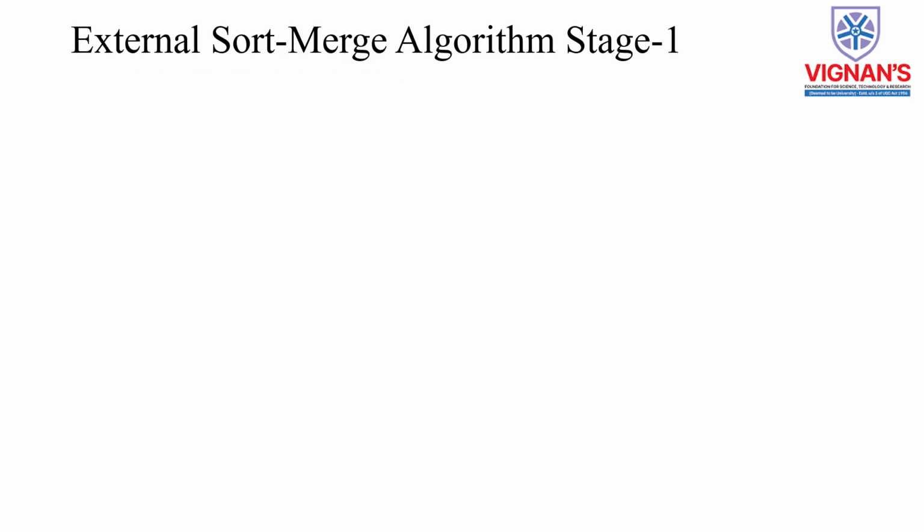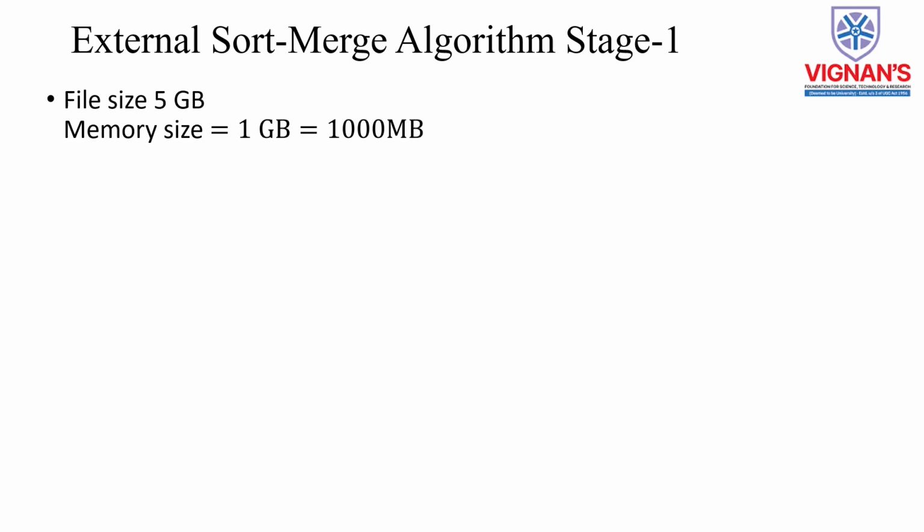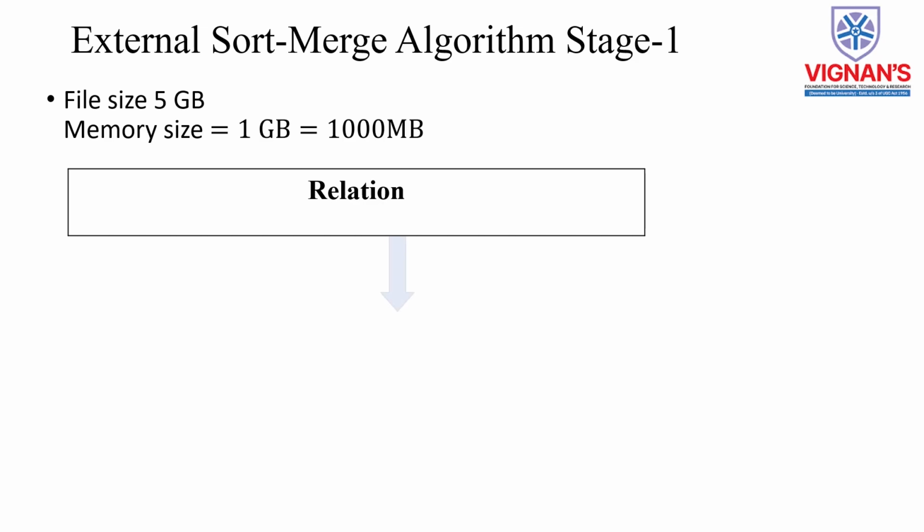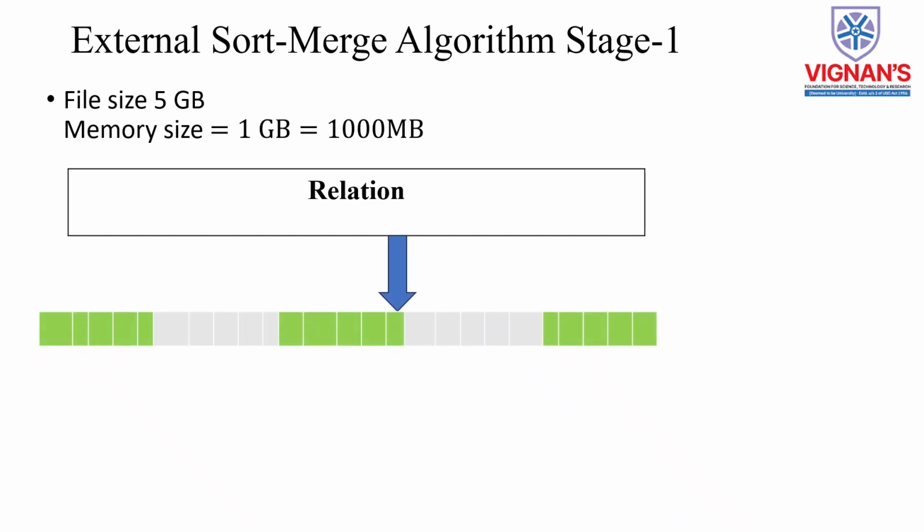So, consider the example where we have a relation of size 5 gigabits and the memory size available is only 1 gigabit. It means that this complete 5 gigabit file is not going to fit in main memory. That's why, in the first stage, we divide it according to the memory size. So this 5 gigabit file can be divided into 5 parts.